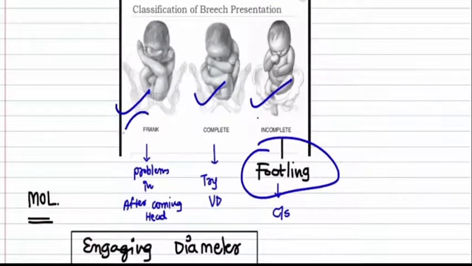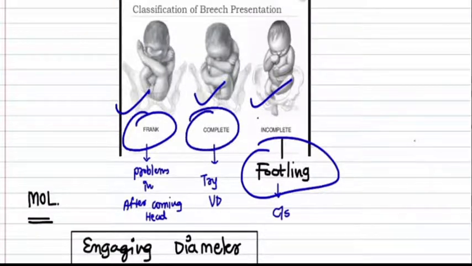In the frank breech, the problem comes with the after-coming head, because in this frank breech, the buttocks, thighs and the trunk can be easily delivered, but the cervical os is not that much dilated and the after-coming head can be stuck. The complete breech is very favorable for vaginal delivery. You should always go for vaginal delivery with complete breech.